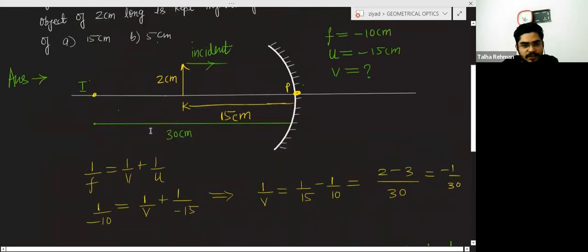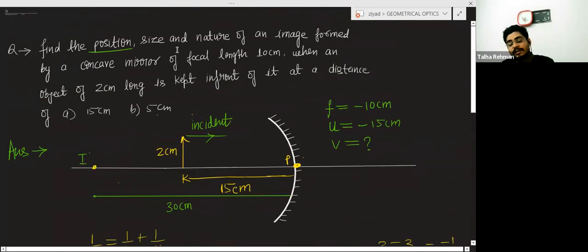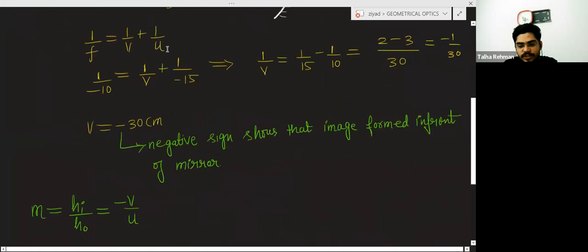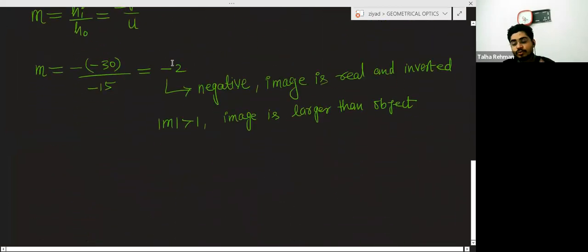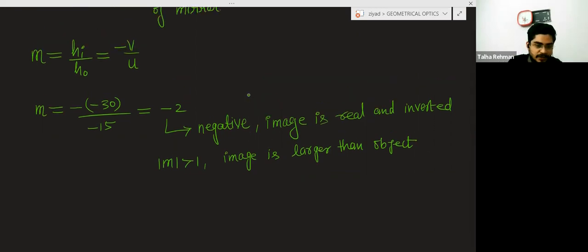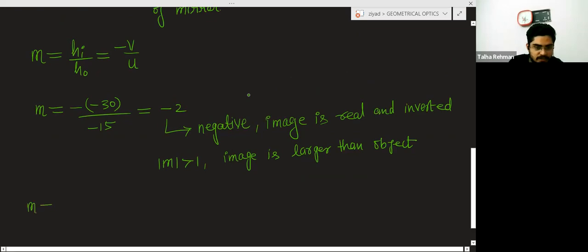And after that, they are saying calculate the position, nature and size. We have calculated the position. We have calculated the nature, meaning whether the image is real or virtual. Now we will calculate the size. This magnification value of minus 2 is giving the idea of the size, meaning the image is larger than the object. But to calculate the exact size of the image, again we will apply the magnification, height of image divided by height of object.